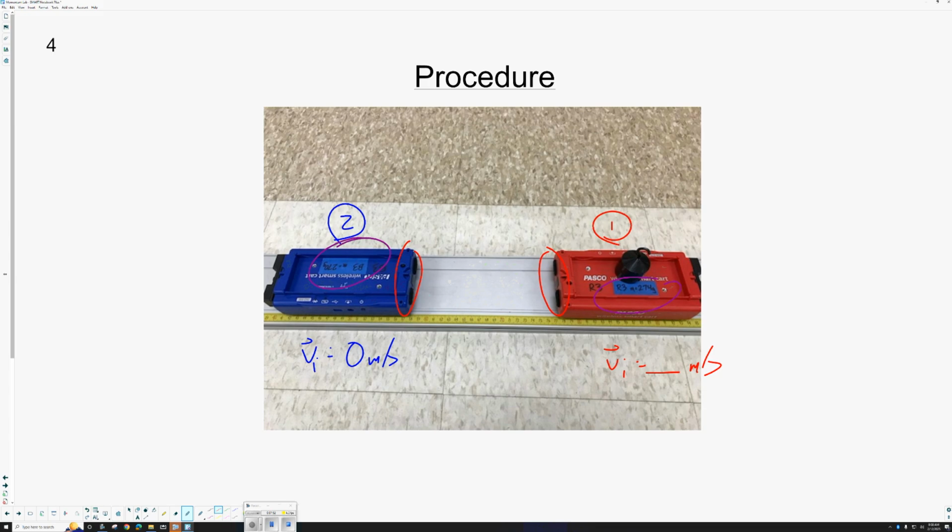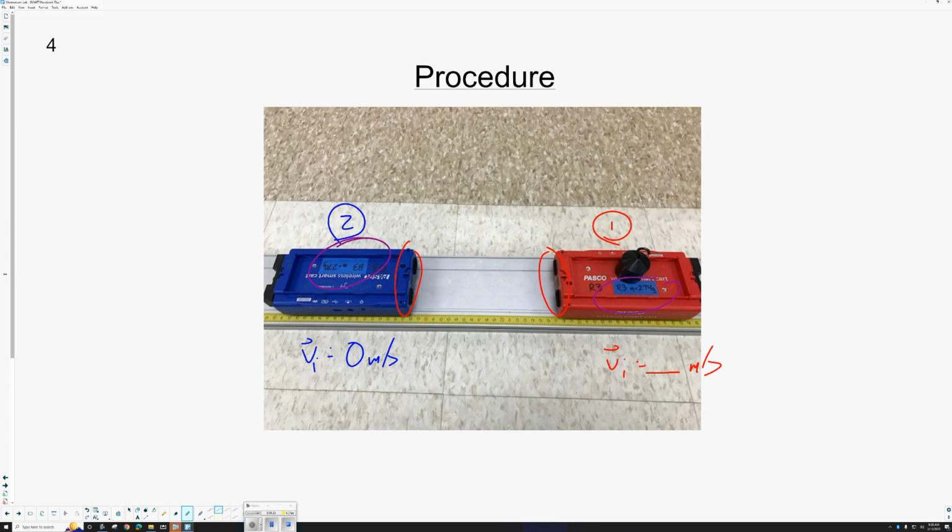Now, that's trial number 1. Trial number 2 is just, hey, give cart number 1 a push so that it's got a different velocity. That's all. We want a different initial velocity, or a different initial momentum, really, right? And then trial number 3, cart number 1 is going to have a different initial momentum. And then trial number 4, it's going to have a different initial momentum, and so on and so on. Good? How many trials do you think you should do?